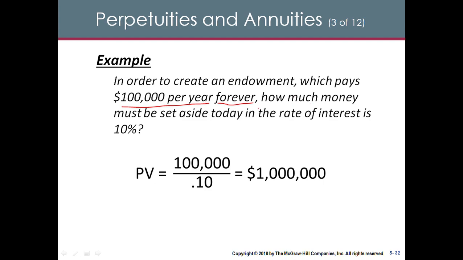It's asking how much you should set aside today. That means they're asking for the present value at an interest rate of 10%. So you would apply your formula C over R. C is the cash flow, that is 100,000. R is the rate of interest, that is 10%, so 0.10. So if we keep aside $1 million today, it can create an endowment which pays $100,000 per year forever.